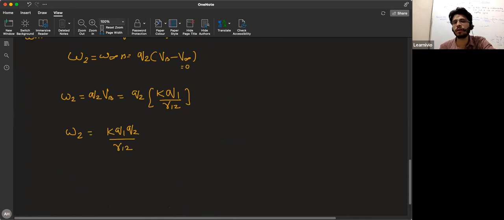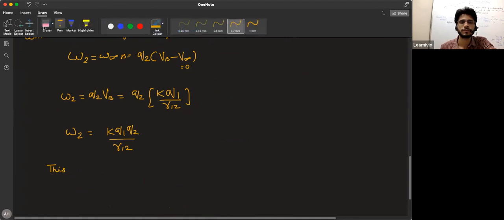Now this work done will get stored in the charge in the form of potential energy. Now let's calculate the total work done to make the system. Next, total work done to make the system.